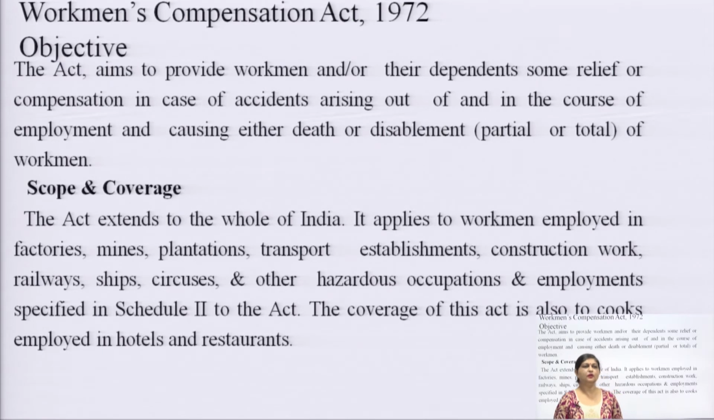Now, in this series we will talk about the Workmen's Compensation Act 1972. The objective of this act is to provide workmen or their dependents some relief or compensation in case of accidents arising out of and in the course of employment and causing either death or disablement. Disablement may be partial or total of the workmen.